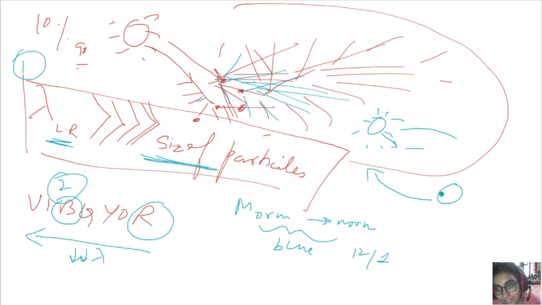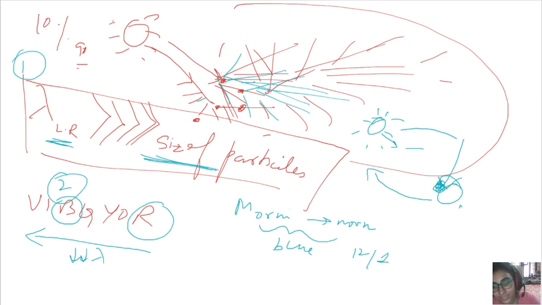So as the earth is rotating and revolving around the sun, there comes a point when the sun is exactly perpendicular to the earth, or perpendicular to that portion where we are, for example.